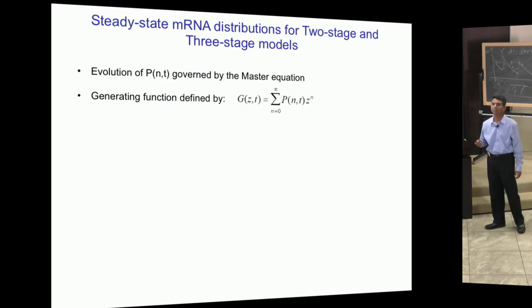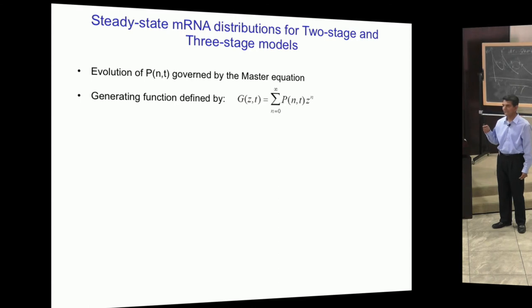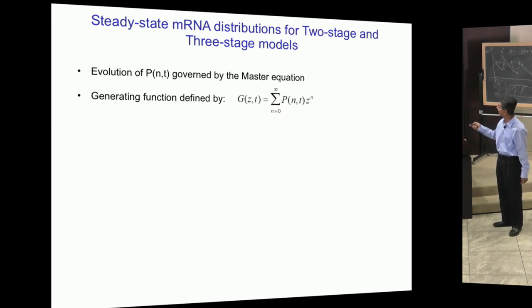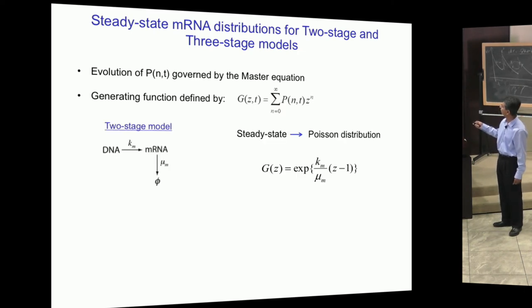So I want to begin with the observation that at the mRNA level, obtaining steady state distributions for mRNAs for the two-state and three-state model is fairly straightforward. Again, as we've learned, you have a master equation, you look at the generating function for it. Then for the two-state model, you have a simple Poisson process creating mRNAs, and mRNA is also degraded with a constant rate. So it's straightforward to show that the steady state distribution is the Poisson distribution with this generating function.